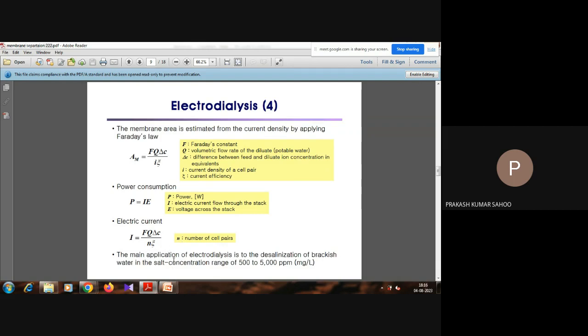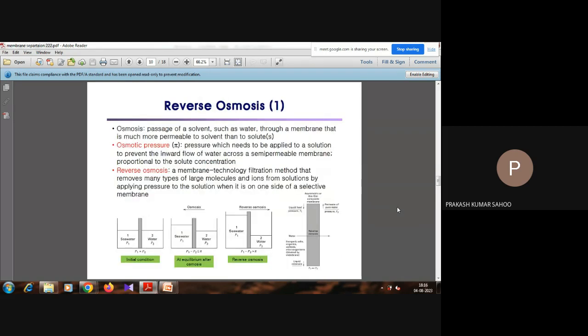That is the main application of electrodialysis, to desalinate brackish water in the salt concentration range of 500 to 5000 parts per million, that is milligram per liter. So this is one application of electrodialysis, to desalinate the brackish water. Then we have reverse osmosis. This is already discussed.